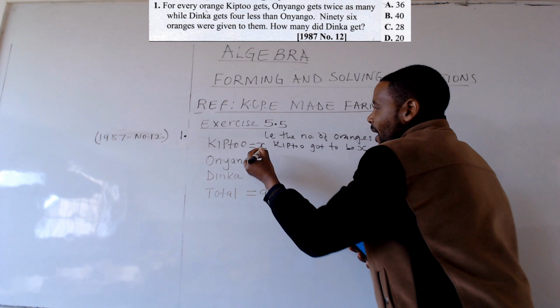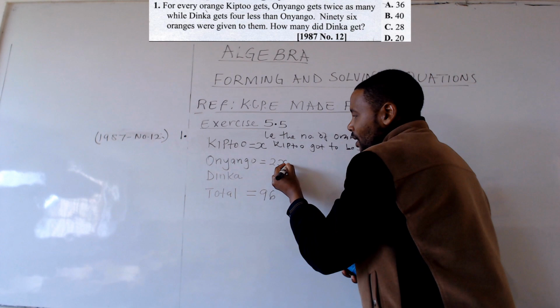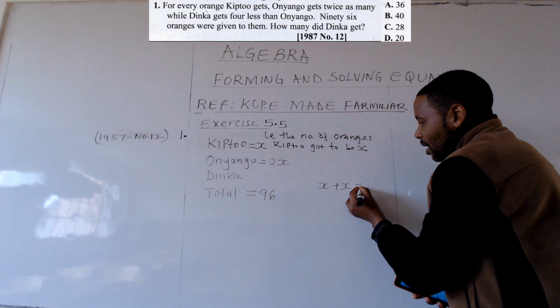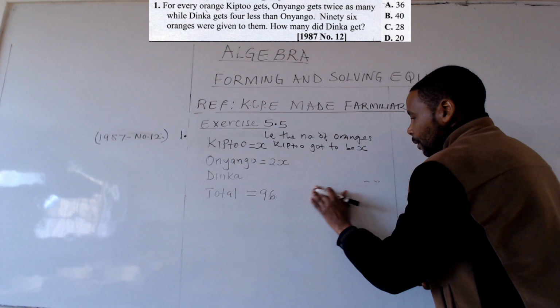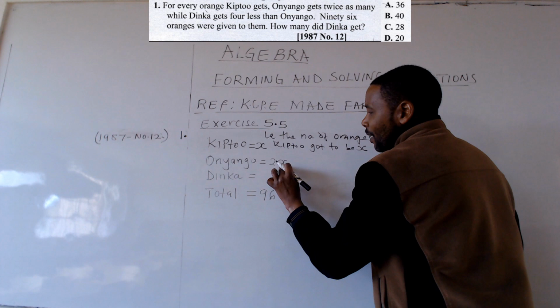And for every orange he got, Onyango got twice. Twice means times two. So if he got X, Onyango got 2X, meaning 2 times X. Meaning that value of X plus that value of X, which is just the same as 2X, twice X. Then, we are told Dinka got 4 less than Onyango, so I get the value of Onyango and I less 4.